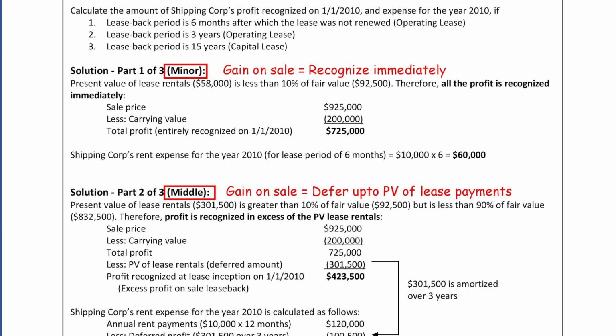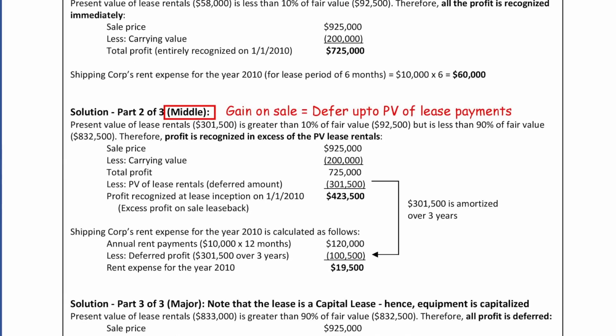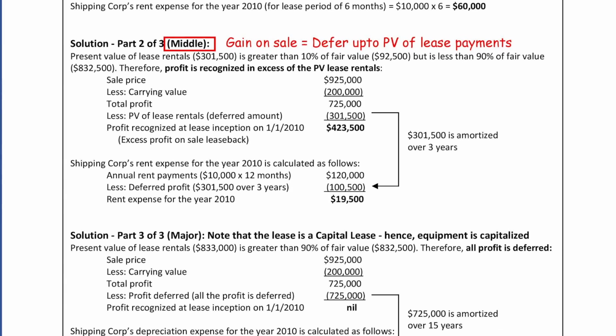So looking at the calculations there, sale price $925 less carrying value $200, gain on sale $725. The present value of lease rentals $301,500 and the balance $423,500 is recognized immediately. Highlight $301,500 is amortized over 3 years, the lease back period.